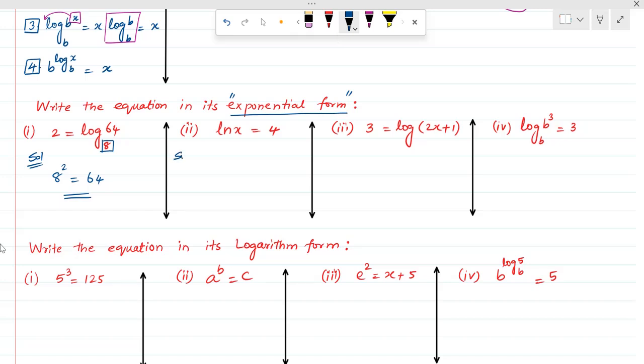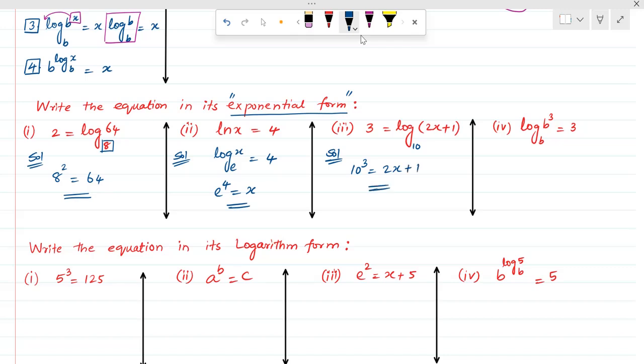Similarly, here, as we already know, ln means it has base e. Now I can write the exponential: e raised to the power 4 equals x. Now whenever you have log x only, it means it has base 10. So I write 10 to the power 3 equals x plus 1. So this is the exponential form.